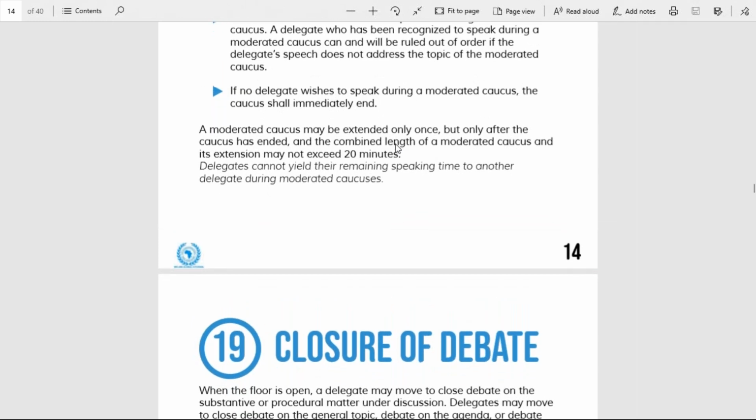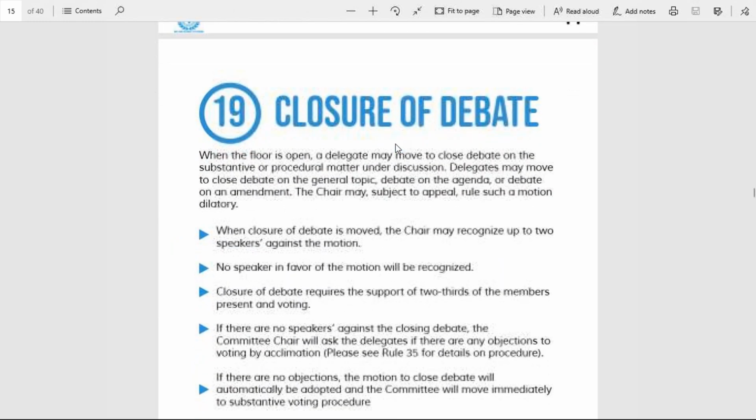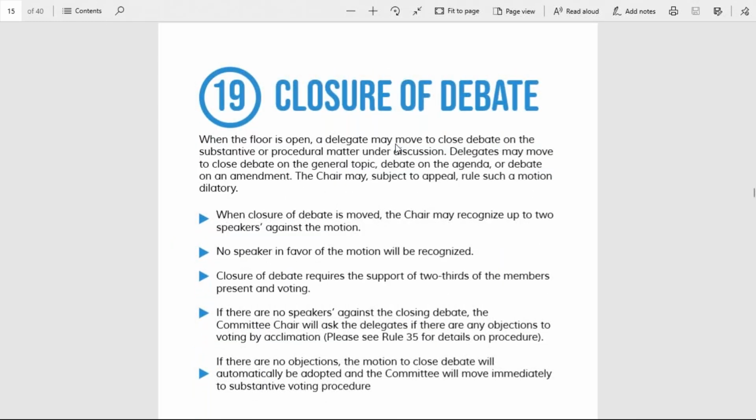Now on to point 19, which is closure of debate. Closure of debate is a delegate putting forward that they feel the committee should not waste any more of its time discussing a particular matter. So you can raise a motion. Let me read from what is written here. When the floor is open, you cannot raise closure of debate during a moderated caucus or an unmoderated caucus. That is totally out of order.